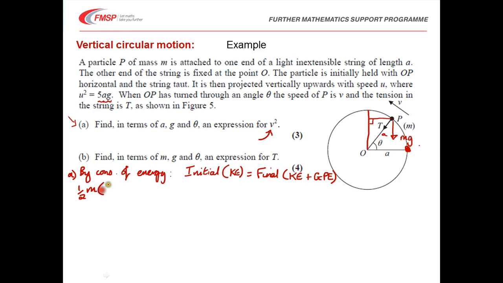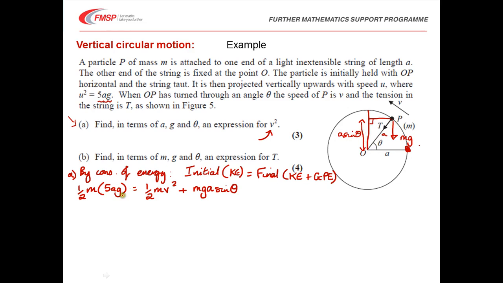5ag, so I'm just going to go right ahead and put that in there. So half m times 5ag is my initial kinetic energy. My final kinetic energy is going to be a half m v squared, and that's the v that we're looking to find the value of. Gravitational potential energy is going to be mg times the height that it's risen through, and that's this height here that I've shown on the diagram. And you can see, looking at this right angled triangle here, this is theta here, so this is also theta here. I hope you can see fairly easily that the height it's risen through is a sine theta, because the radius here is the hypotenuse of the circle, so that height there is going to be a sine theta that it's risen through.